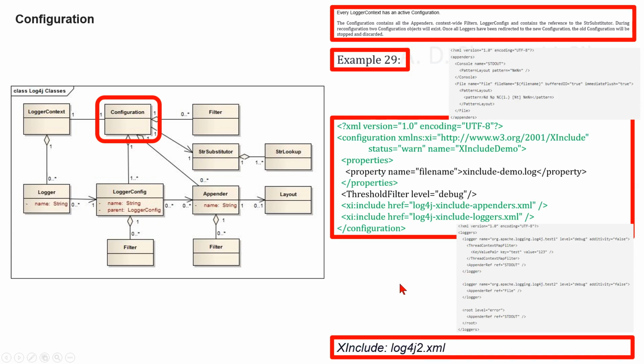Now we are considering including XML. The configuration files can include other files with XInclude. Here's an example of a log4j2.xml file that includes two other files.